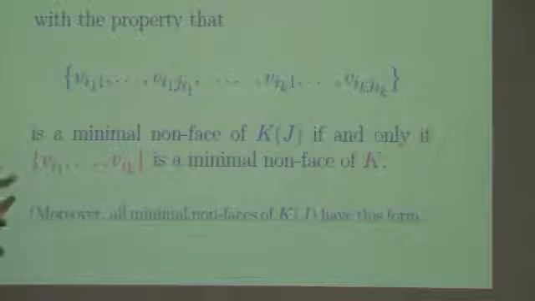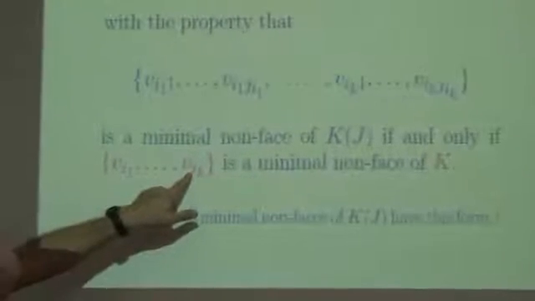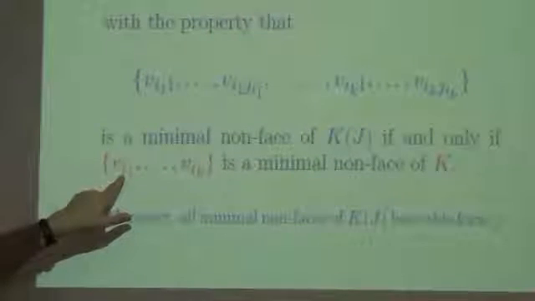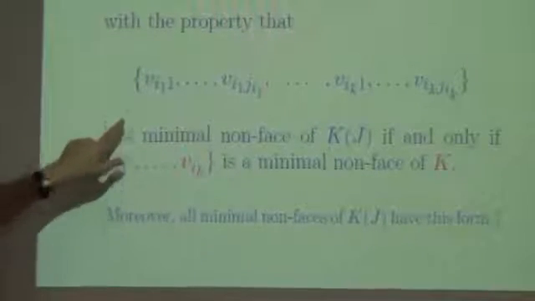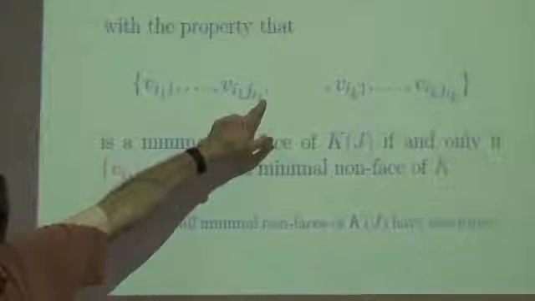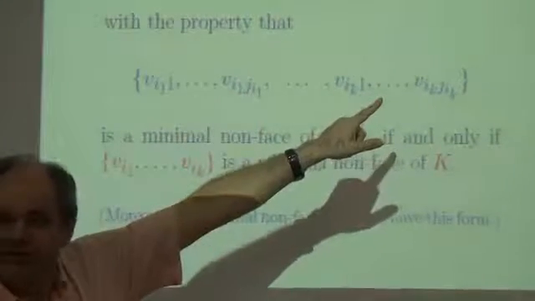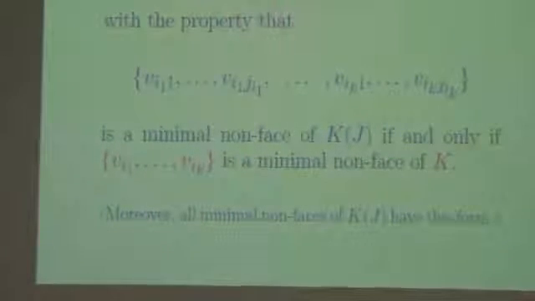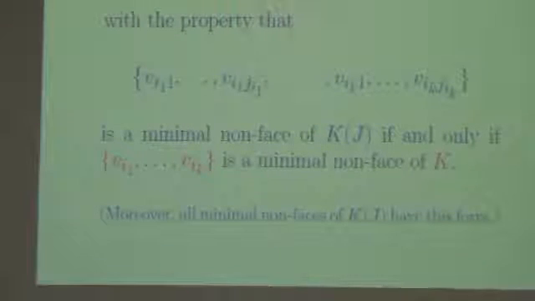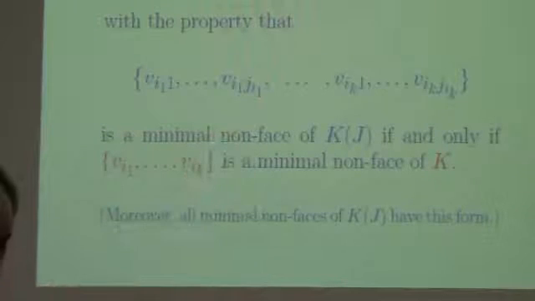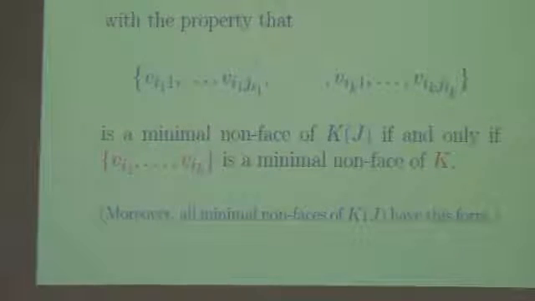So here is the rule. Here is a missing face of K. It's got Vi1 here, and that Vi1 must be repeated Ji1 times. And where Vi2 appears, it is repeated Ji2 times. So the missing faces are going to be in one-to-one correspondence. That's the point here: all missing faces will be given by this rule. So let's look at a simple example.